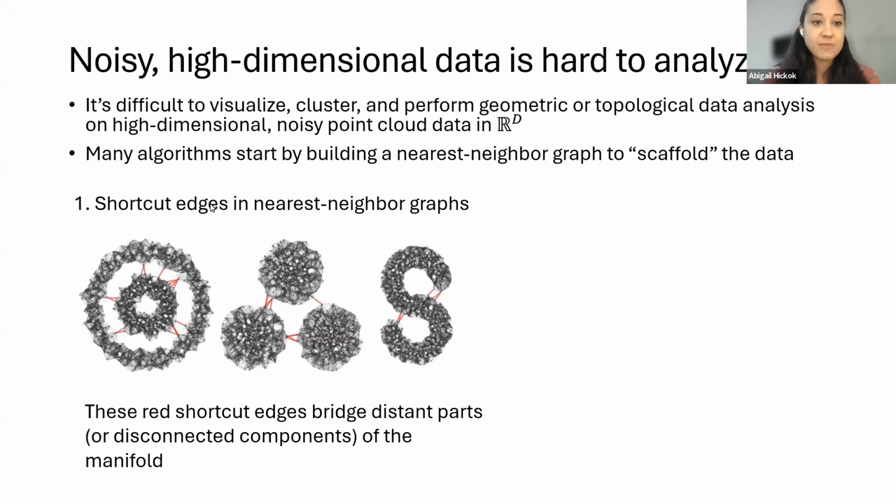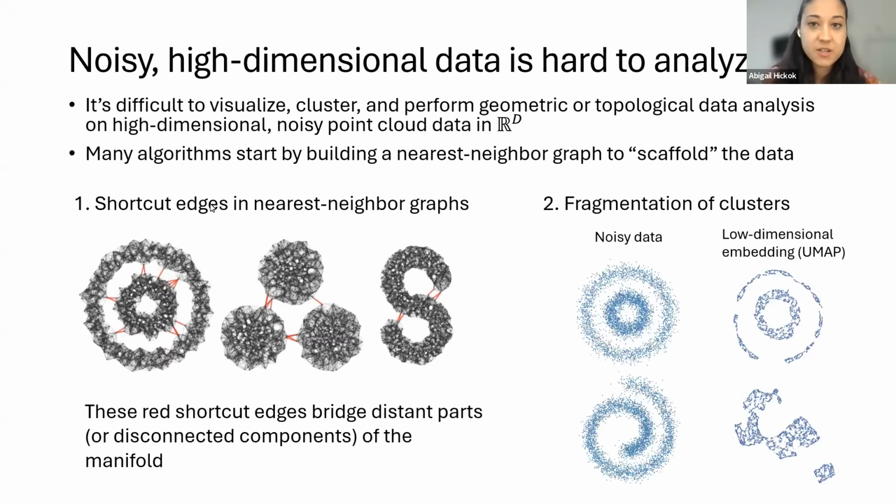So the first is shortcutting edges. These are edges that connect points that are far apart in the manifold, or maybe even in disconnected components, but close with respect to Euclidean distance in the ambient space. So these cut through the ambient Euclidean space. The second problem is fragmentation of clusters. This can happen, for example, due to slight variations in sampling density, which can lead downstream to large splitting of clusters in the underlying data space.